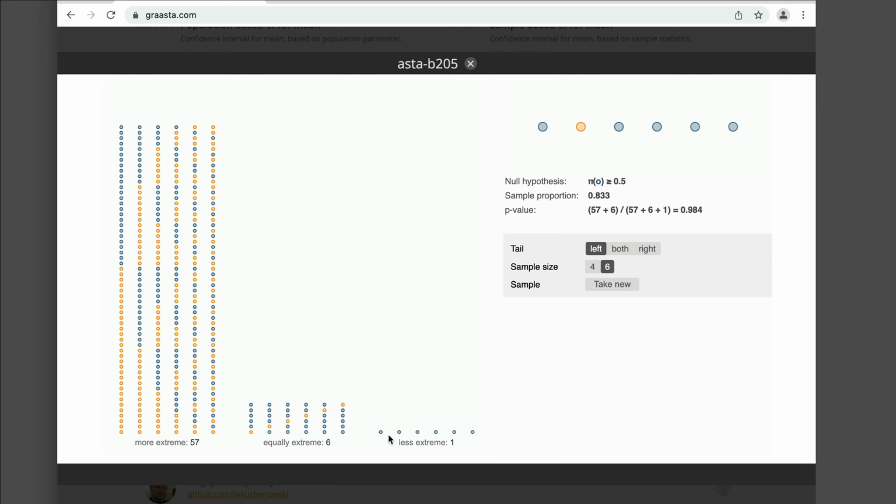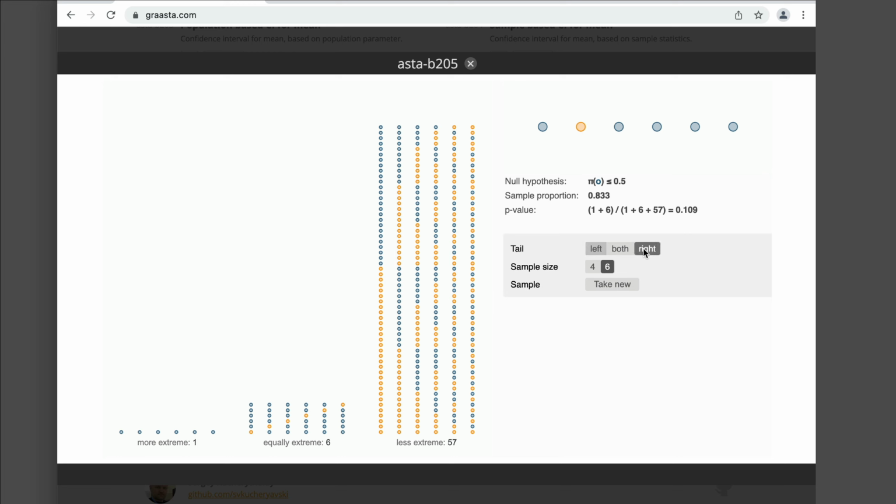And this is less extreme. This is perfect for my null hypothesis because I have no oranges at all, right? So I have only blues. So I simply compute this: the number of outcomes as extreme as mine, and this is the number of outcomes more extreme. And then I take a sum of these two and divide by the total number of outcomes. That gives me the chance, okay?